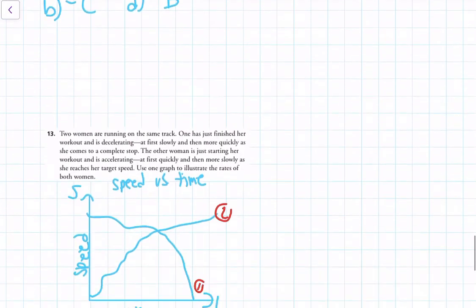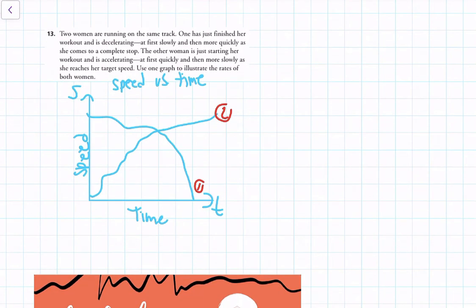Okay. Then we go to example 13. So 2 women are running on the same track. One has just finished her workout and is decelerating, at first slowly and then more quickly as she comes to a complete stop. The other woman is just starting her workout and is accelerating, at first quickly and then more slowly as she reaches her target speed. So we're going to use one graph to illustrate the rates of both women.